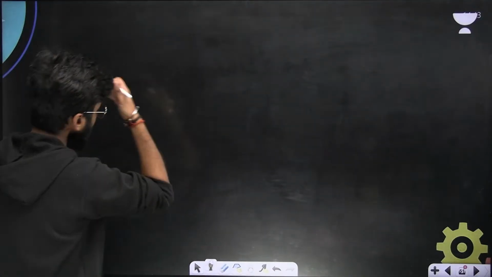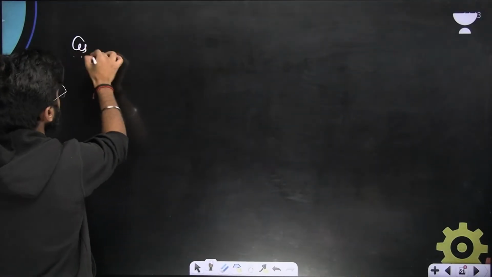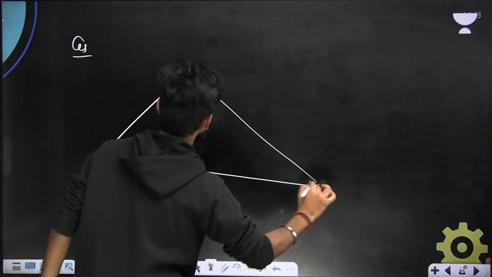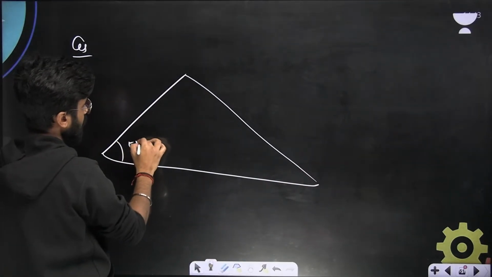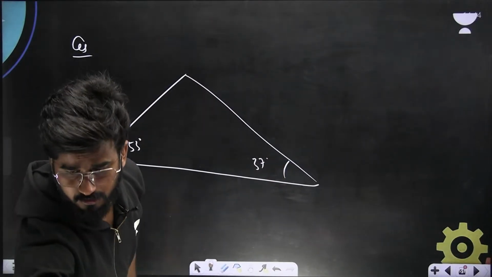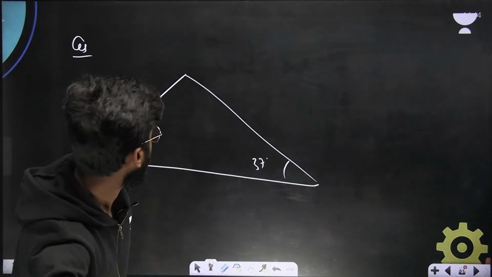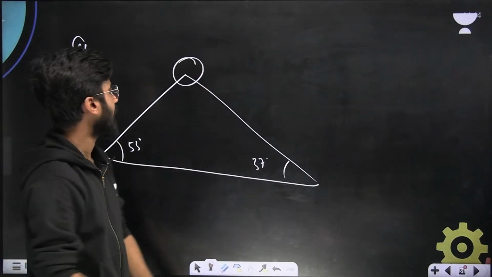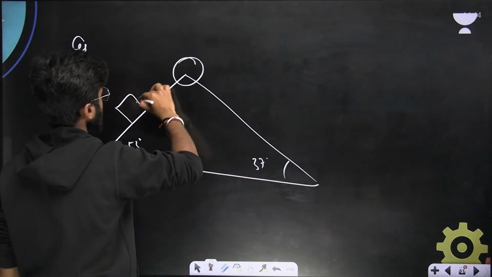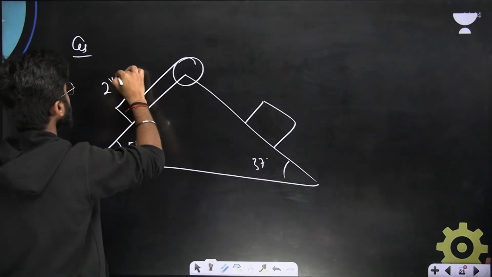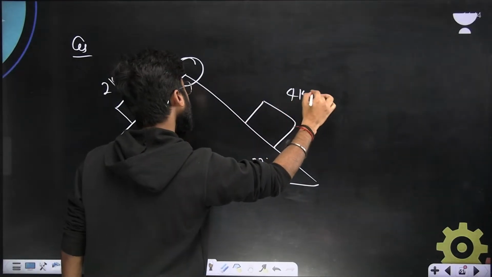Okay, so just give me a second, and let me write one more problem for you. Suppose that this angle is 53, this angle is 37. Suppose that this is a pulley, and there are 2 blocks. One is of 2 kg, one is of 4 kg, and these are connected with a string.